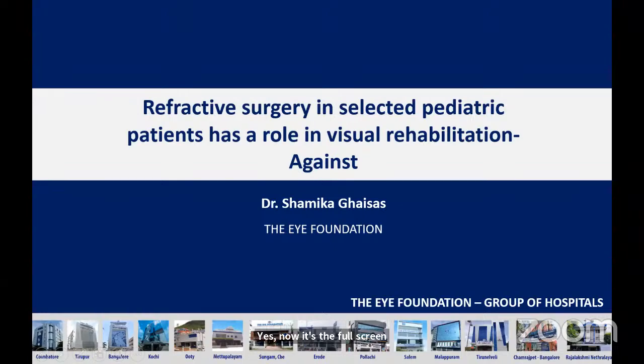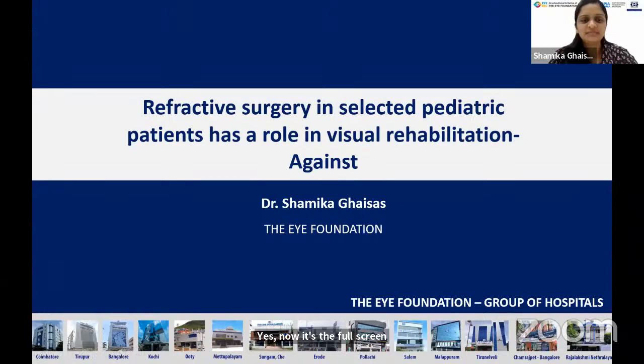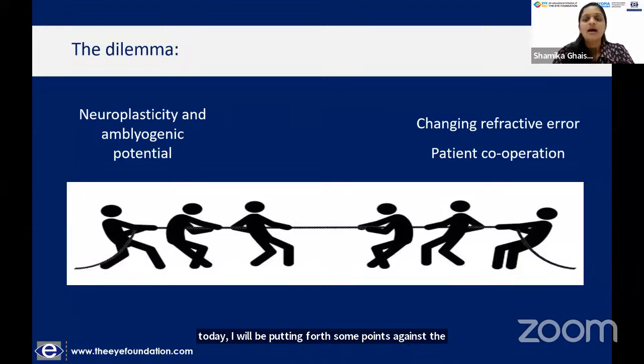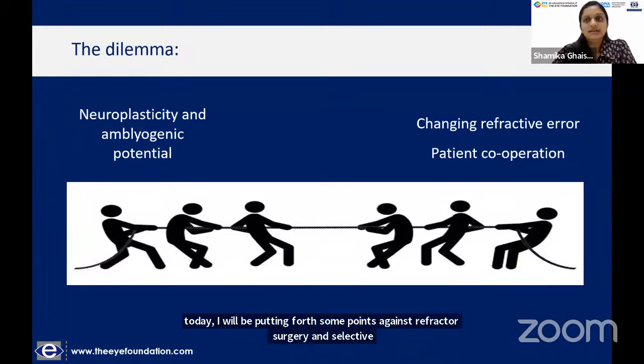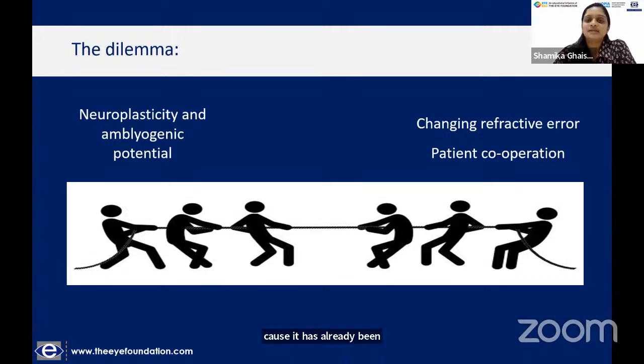Yes, ma'am. A very good evening to all. I'm very grateful for this opportunity. And today I will be putting forth some points against refractive surgery in selective pediatric patients. As has already been spoken, unlike adults, the aim of pediatric refractive surgery is not to attain spectacle independence, but rather to promote binocular vision by eliminating or reducing the amblyogenic refractive errors.